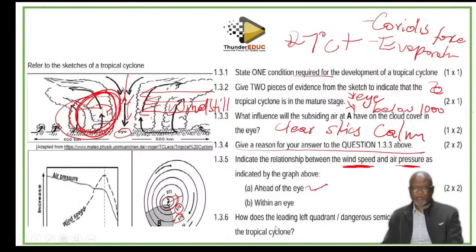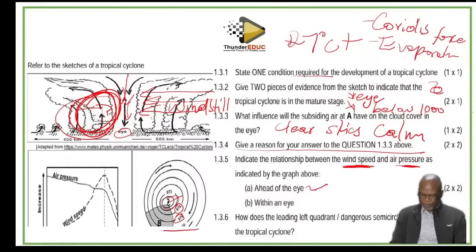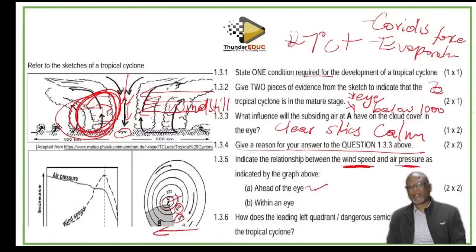Now, the last question on the tropical cyclone says: how does the leading or left quadrant dangerous semicircle develop in the tropical cyclone? The tropical cyclone is moving from east to west. Why does it move from east to west? It is driven by the tropical easterlies. You cannot just answer easterlies because we have two sets of easterlies in our circulation, polar easterlies and tropical easterlies. So the answer has to be specific: it must be tropical easterlies.